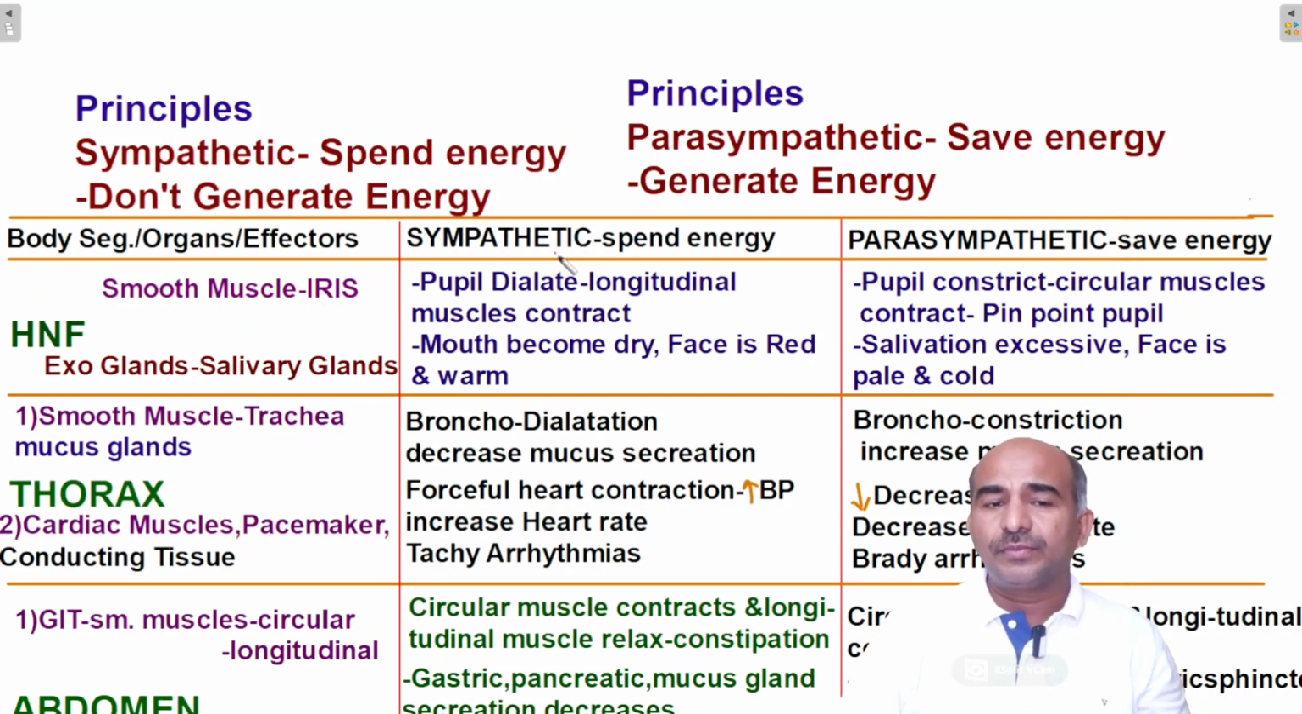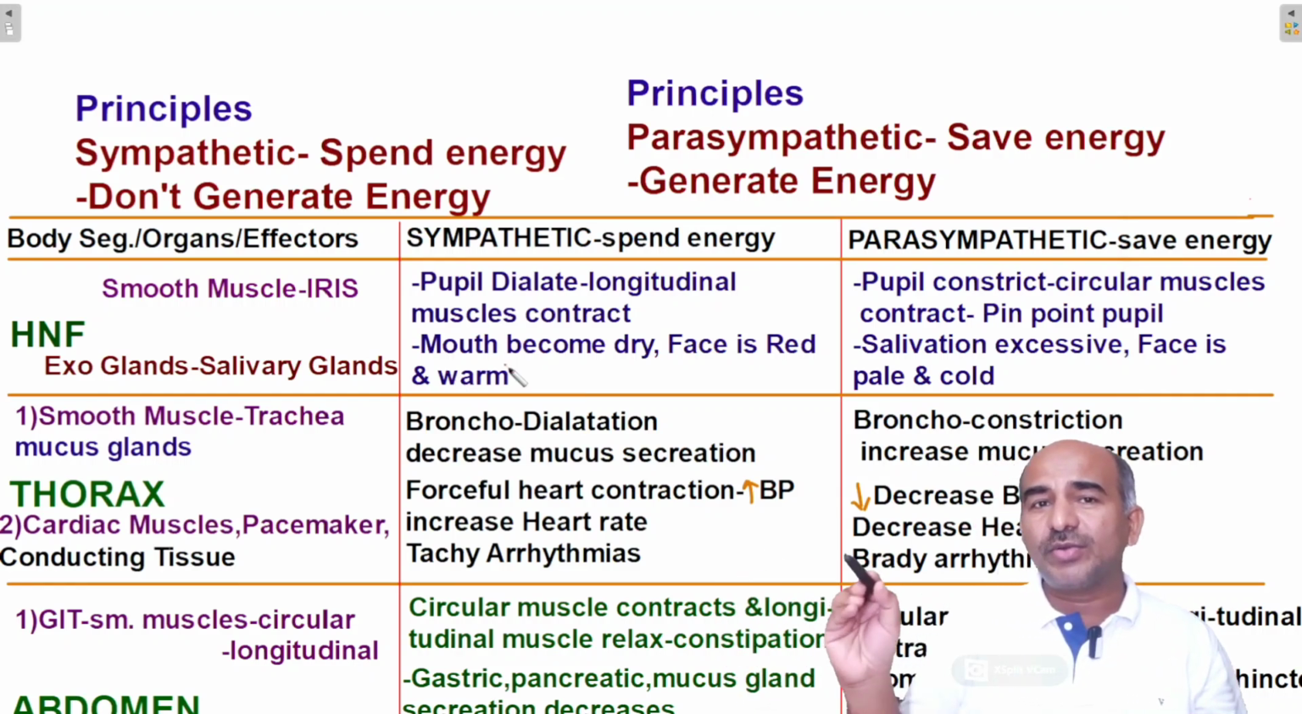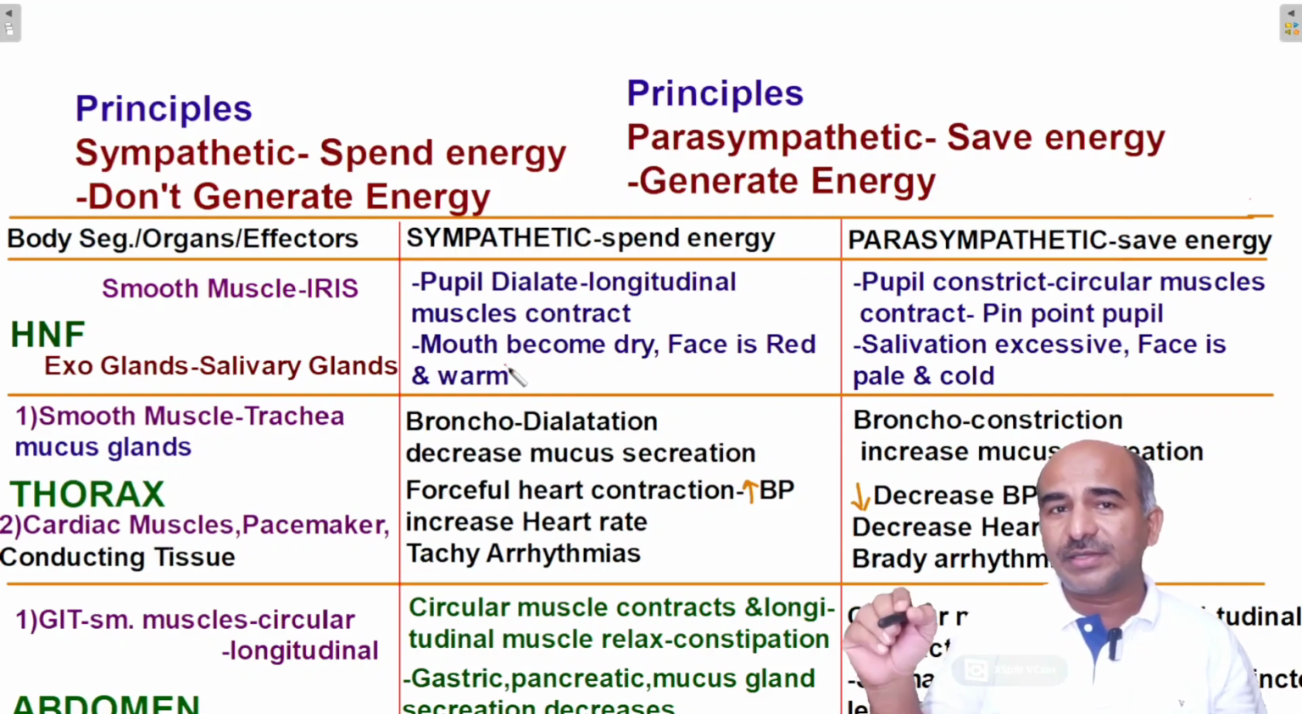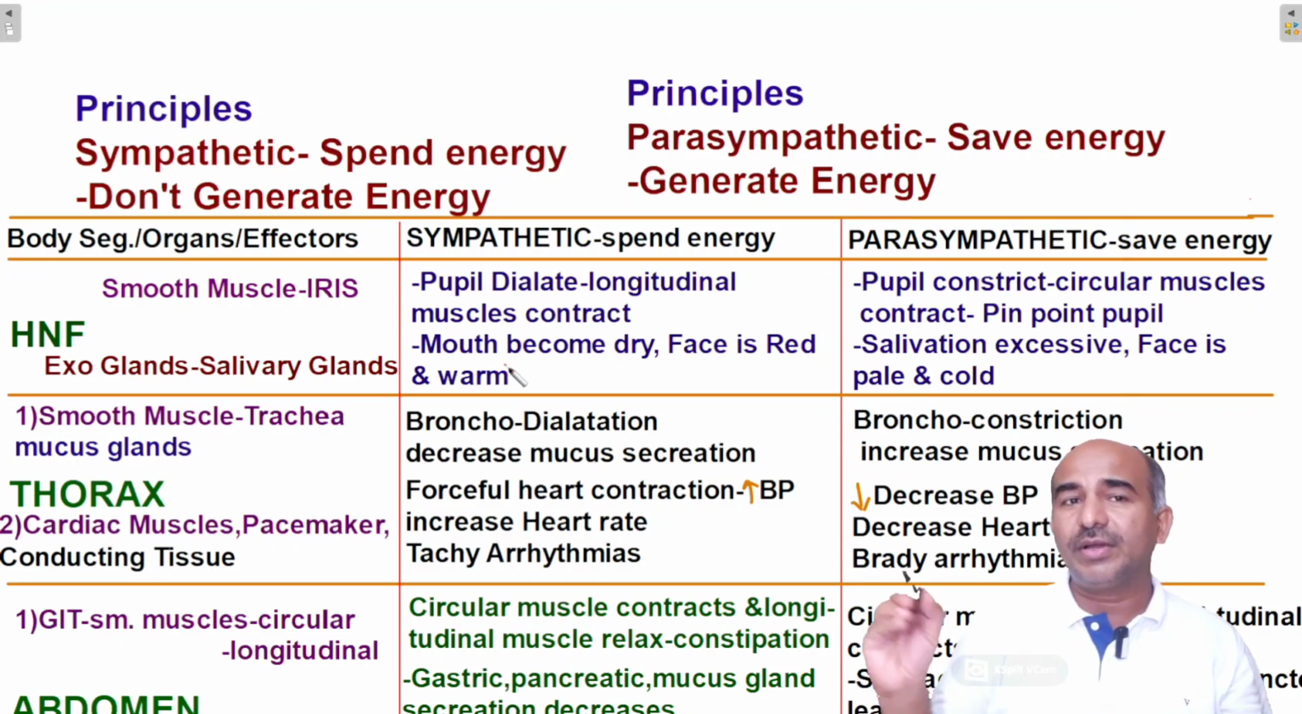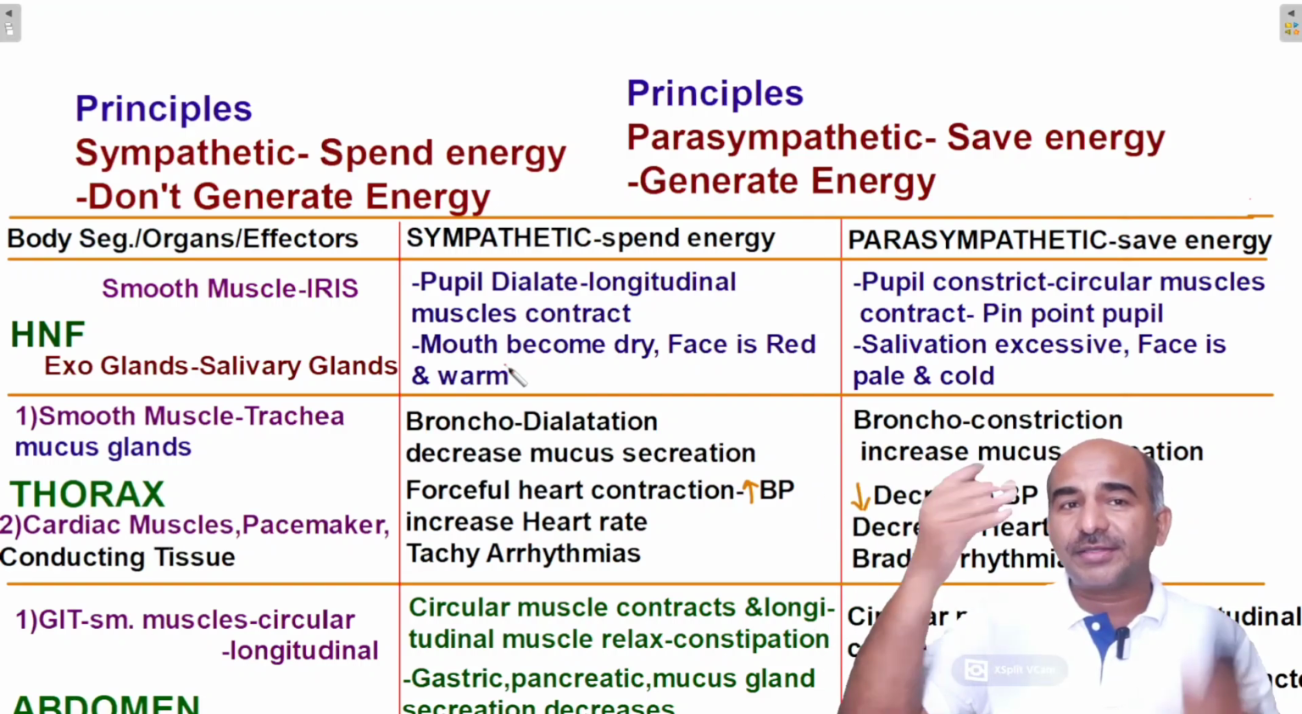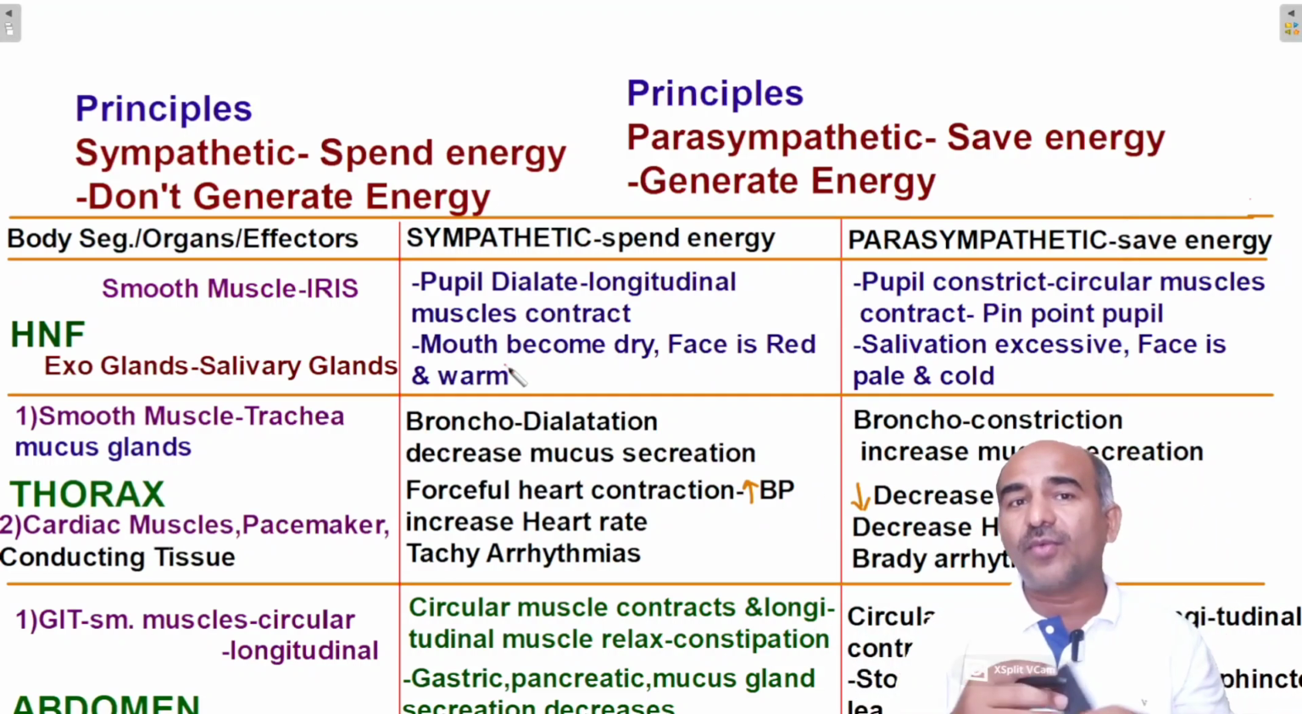Then next, mouth becomes dry, face is red and warm. Why? Do not generate energy, so don't assess the activity of GIT, so mouth is dry. Lacrimal secretion is dry. It will not also occur. And face is red because it wants to spend energy. It will make the whole body warm.